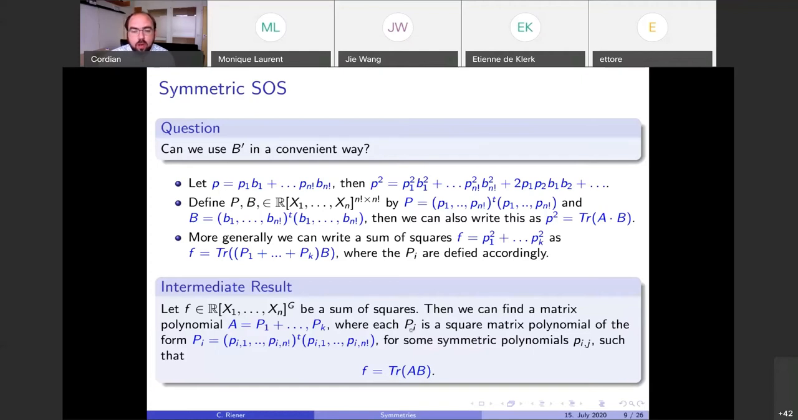So this is what I call a sum of squares matrix polynomial. It's just a polynomial that I created in this way, a matrix that I created in this way, such that my polynomial F can be written as the trace product of the matrix A times the matrix B. A is the sum of them and B is the matrix that we got from above. Okay, so this is just linear algebra, nothing important done here.